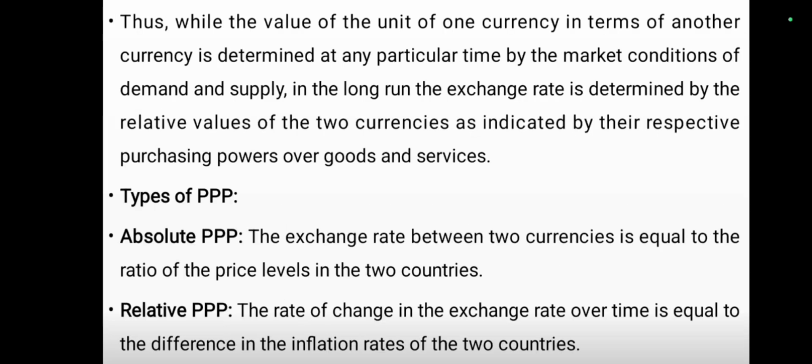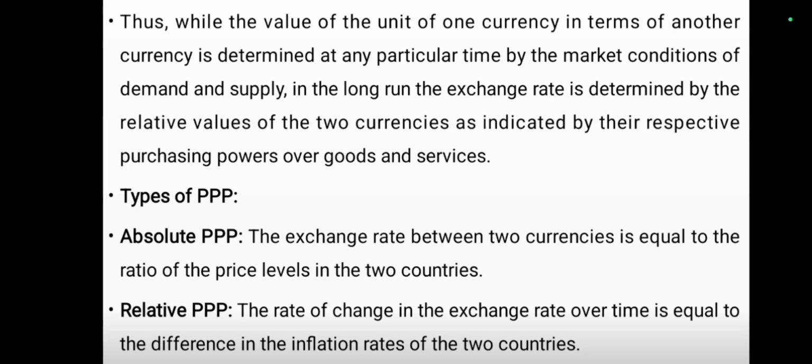Next we have two types of purchasing power parity. One is absolute purchasing power parity, and the other is relative purchasing power parity. In absolute purchasing power parity, the exchange rate between two countries is equal to the ratio of the price levels in the two countries.